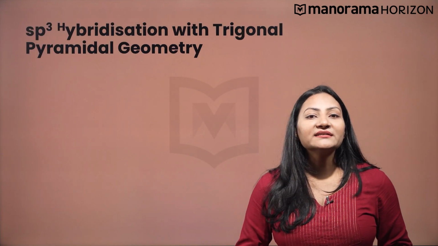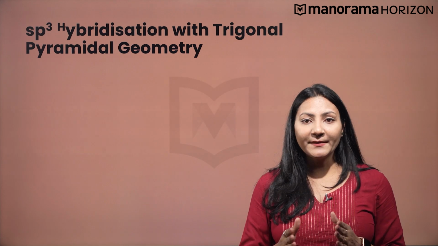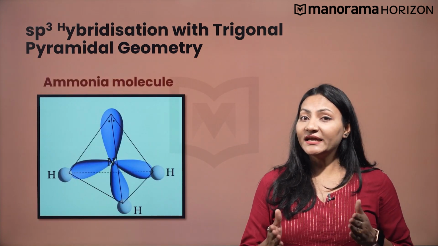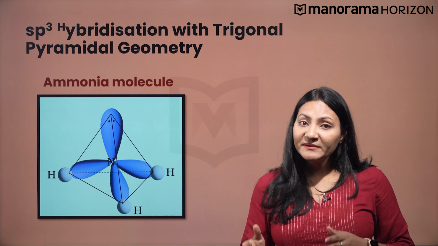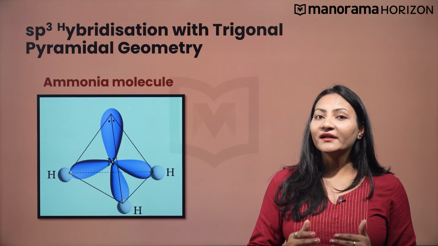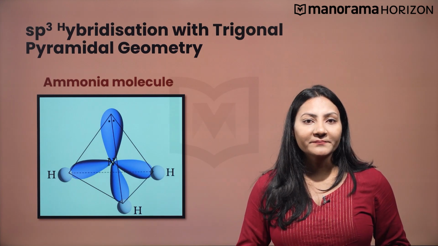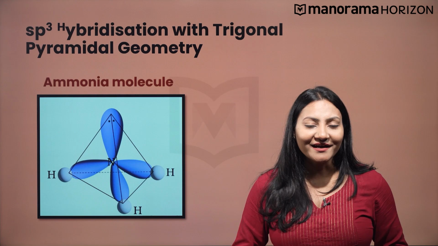Now, we know that a molecule with sp3 hybridization is tetrahedral in shape, but the shape of ammonia with sp3 hybridization is trigonal pyramidal with a bond angle of 107 degrees. Let's discuss the reason behind it.